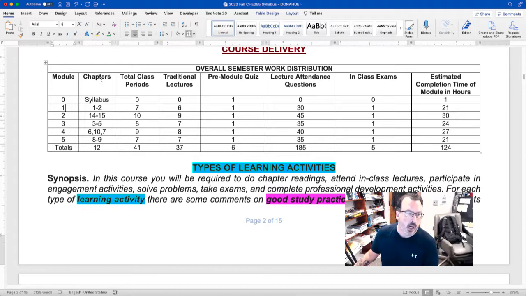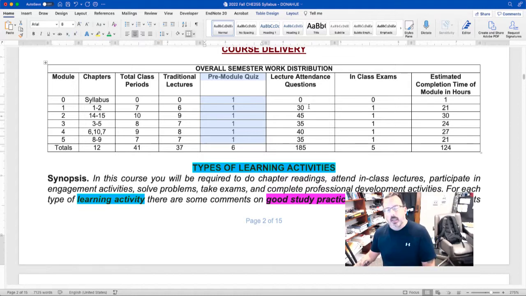In the second column here, that shows you the content per the module. The total class periods are listed in the 3rd column, the number of lectures in the 4th. So essentially, each module has lectures plus 1 exam. You have pre-module quizzes that are administered through Canvas, and those are strictly related to the content in the syllabus. So you have to read the syllabus, understand the expectations, and then take a quiz.